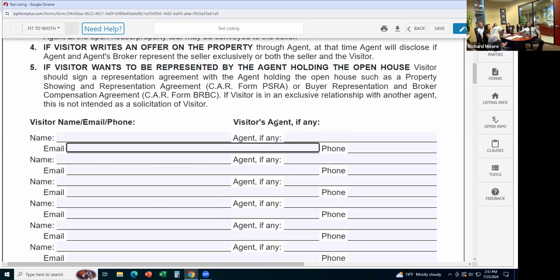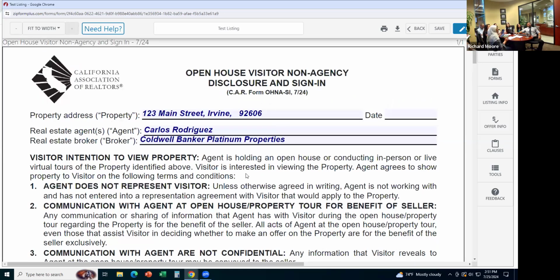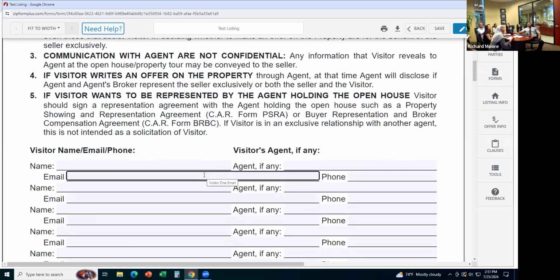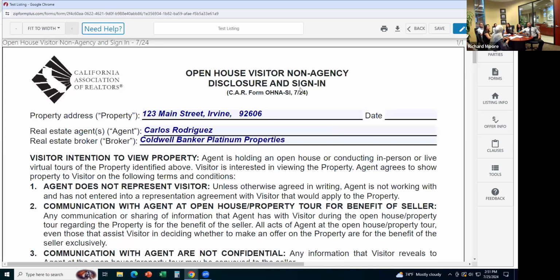What is this one called? This is the Agent open house. Is that the agent's email address? No, the buyer's email address. They have an agent, but you still have their email, yes, and phone number. This is called the open house visitor non-agency disclosure, so the initials for it are OHNA.